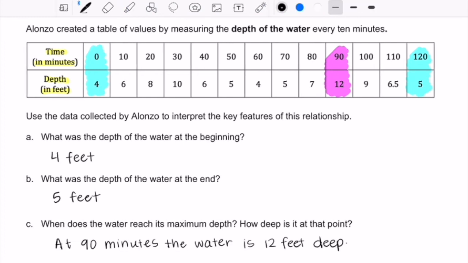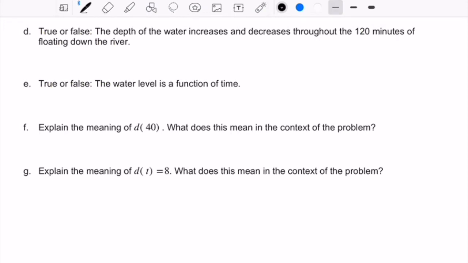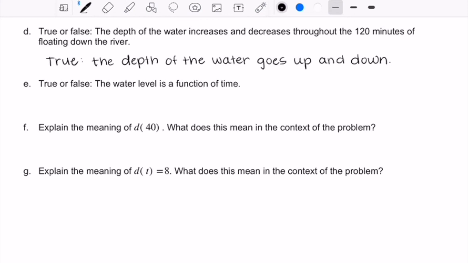That's the maximum depth. Question D asks us, true or false, the depth of the water increases and decreases throughout the 120 minutes of floating down the river. And by scanning through the depth row of the table, you'll see that that's true. The depth of the water goes up and down as they float down the river over time. So the numbers on the depth row are increasing and decreasing.